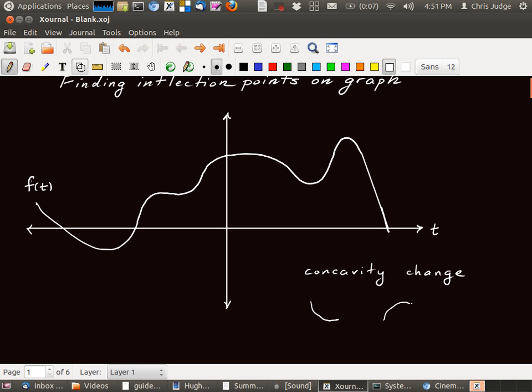So let's start from left to right. We start on the left-hand side. We look at this function. Looks like this function is concave up, so we're turning upwards. Now at some point, and that's the inflection point, we start to turn downwards. So you can see along here, make it in red, I'm turning downwards. Whereas before, up until the red part, I was turning upwards.